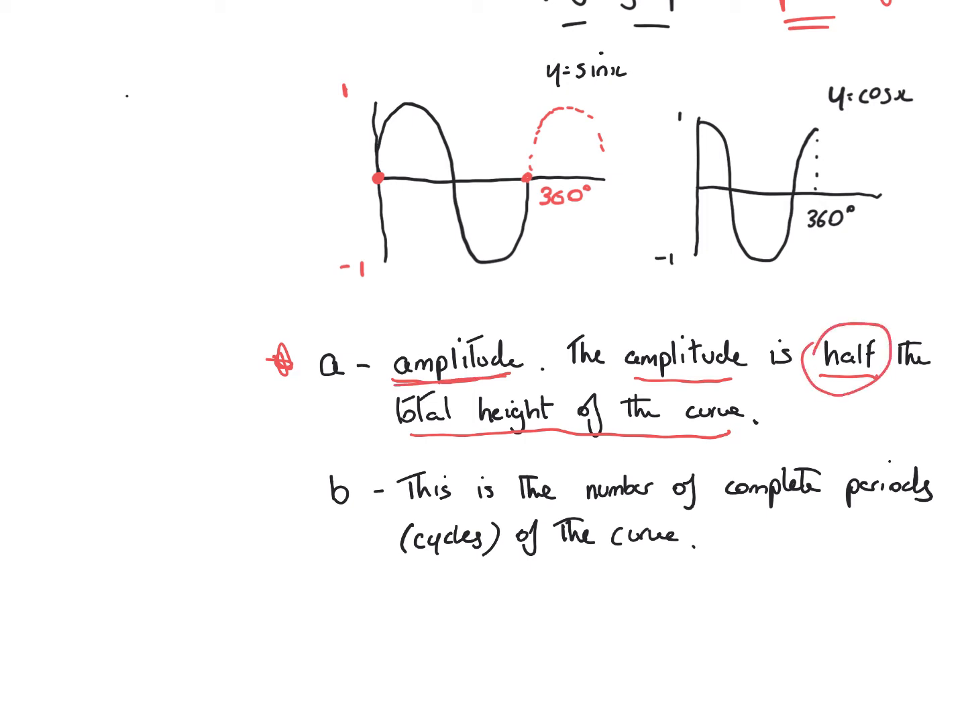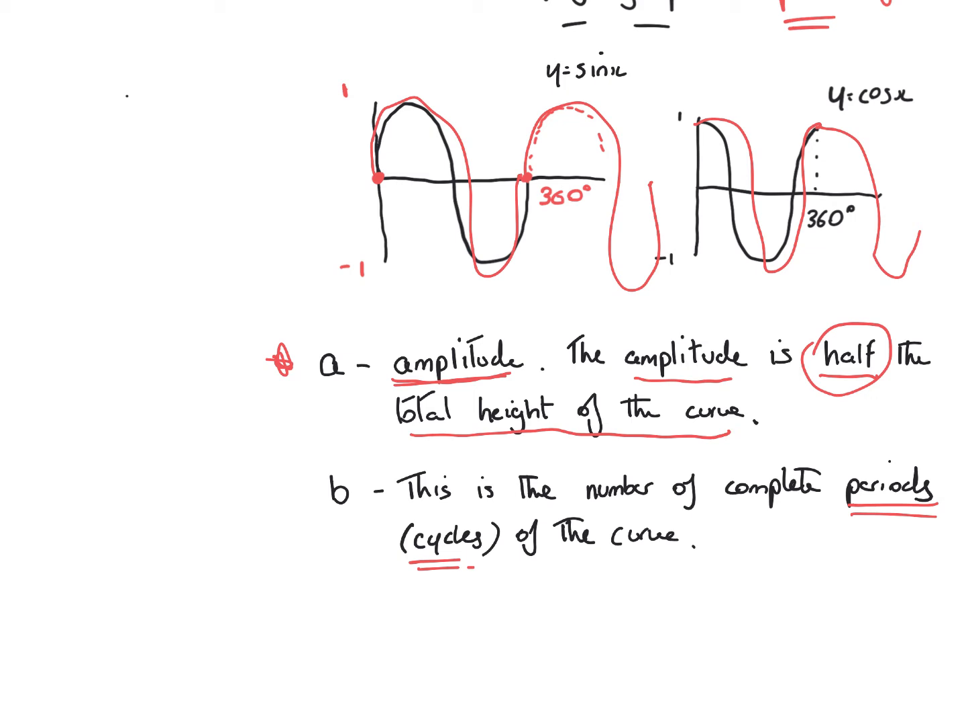Then we've got B. B is the number of complete periods. So that's after it repeats, remember. So the number of complete periods, we might call that cycles of the curve. So we can see that that would be one period of that curve, and then it would start to repeat. Here that would be one period of the curve, and then it starts to repeat. Okay, so let's first of all look at a curve and call it A sine bx. And then we'll think about one that we might call A cos bx. But let's start with A sine bx.